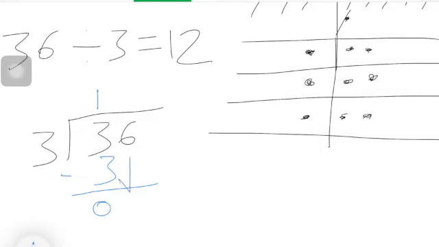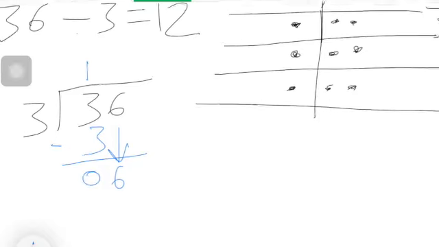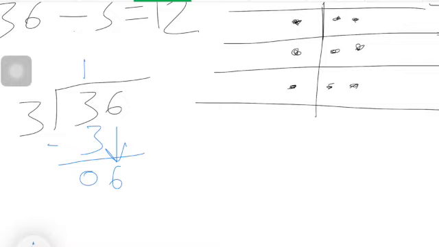Then what is left to be divided? That's 6. How many times was 6 ones divided into 3 groups? 6 ones divided into 3, or 6 divided by 3, was 2, right? There were 2 ones in each of those. And then 3 times 2 is 6. 6 minus 6 ones is 0. So we have 0. No remainder here.